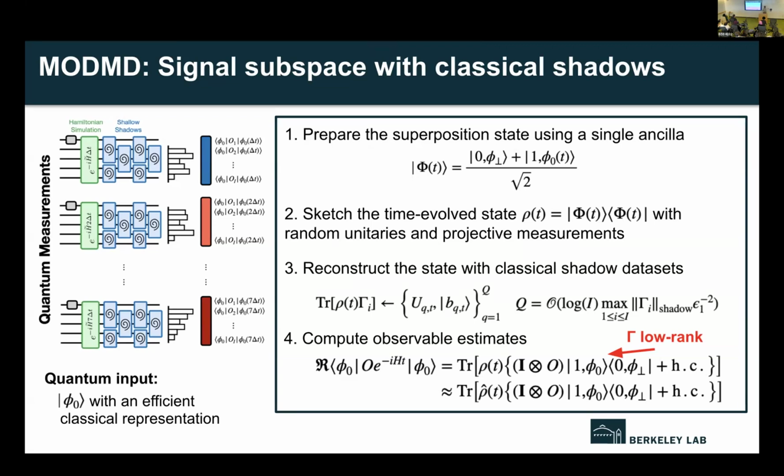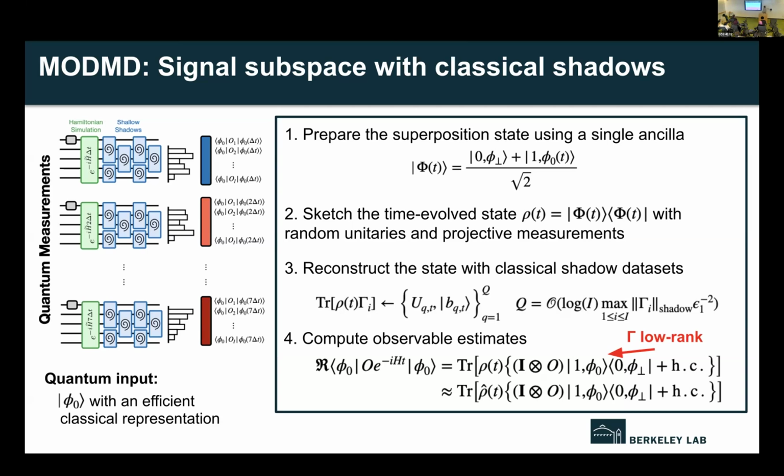So here the idea is very similar to an interferometry experiment where we create a superposition state using a single ancilla here. So here phi perp is a garbage state. It can be any state. And we only do time evolution on the initial state we pick, the phi naught.